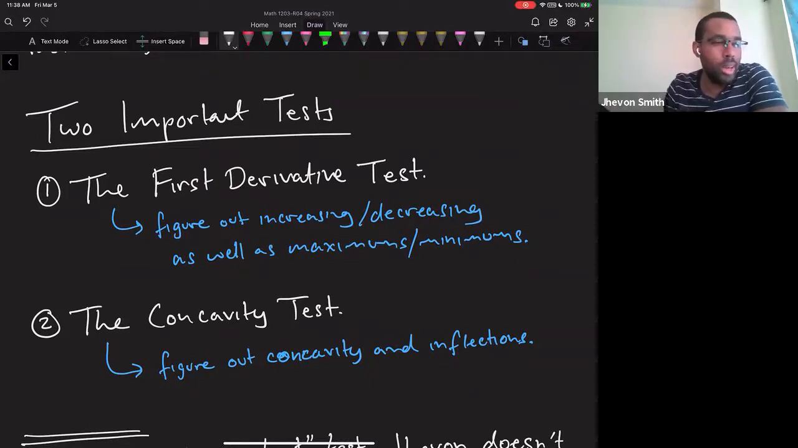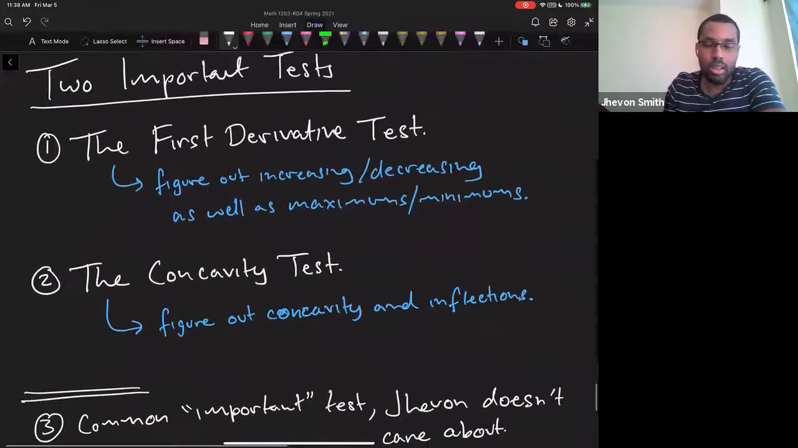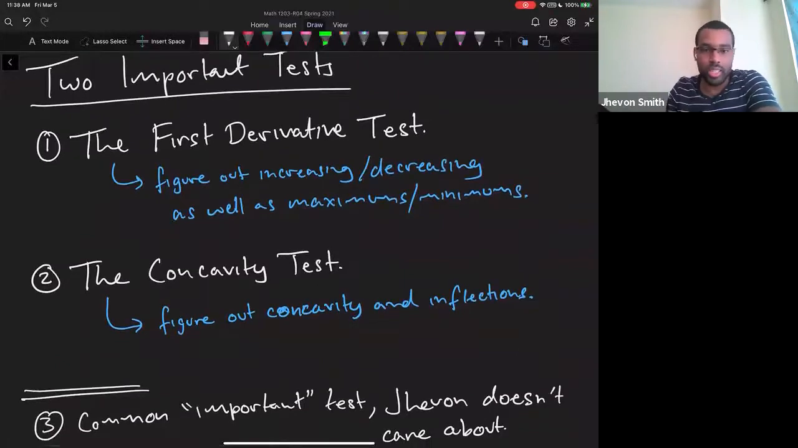How do we actually put this all together and figure out where these things happen, like at the end of the day? You give me a function, I want to examine it in terms of concavity and increasing and decreasing and all that stuff. What do I actually do? And so that leads us to the important test, which is what we're going to talk about now. The first derivative test and the concavity test.